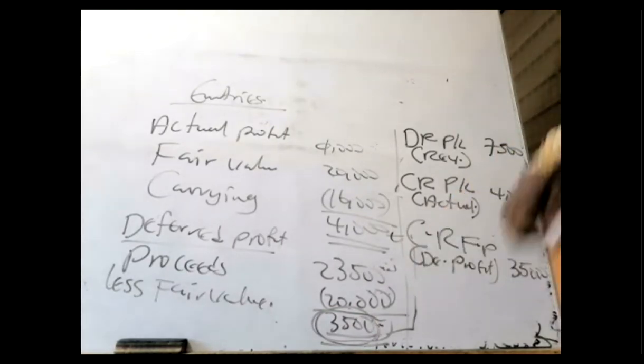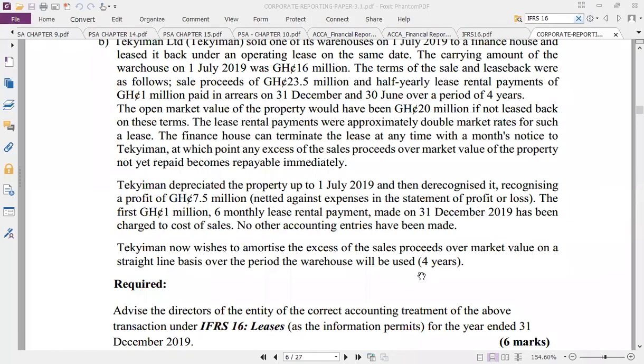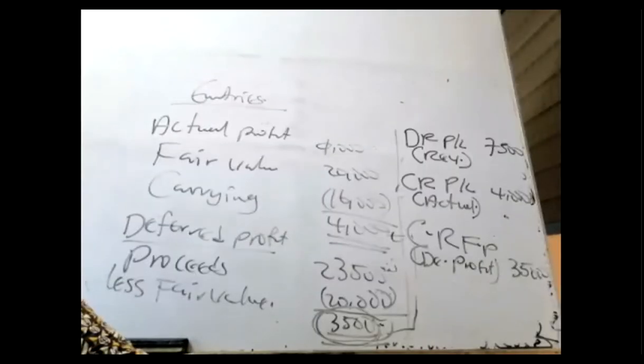So what will be the first amount being released to the P&L? When we check, the lease term is 4 years. Good. So for 4 years, 3,500 divided by 4. And now that one goes to the income statement. But don't forget that this year we only have 6 months to the year end. So we need to take half of that figure.